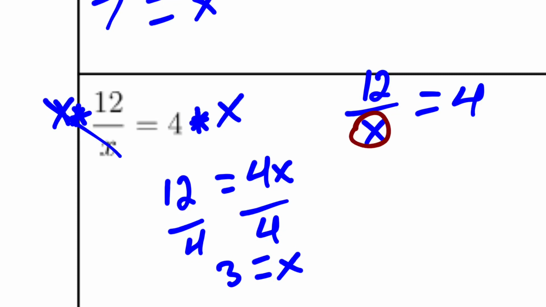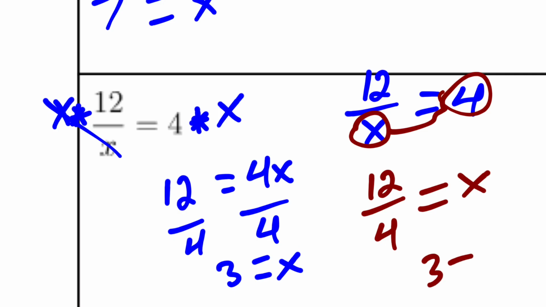Another shortcut that can be confusing but works out if you remember how to use it is that you can switch these two, and you get 12 over 4 is equal to x. Same answer in one step. Some students just like to think about 12 divided by what gives me 4. And with small numbers like this, you can possibly just puzzle it out.